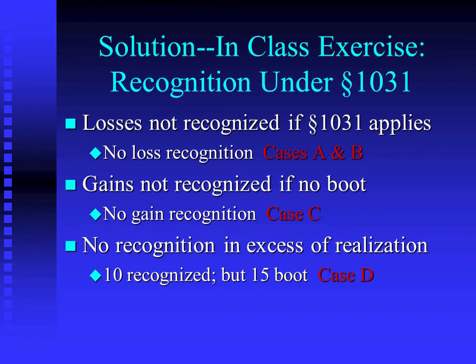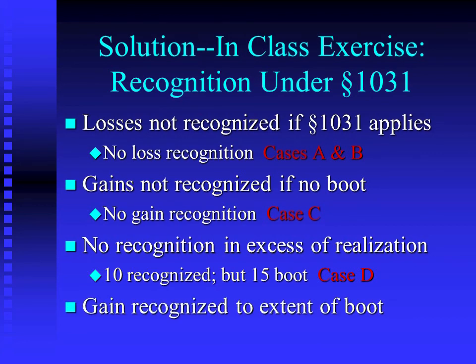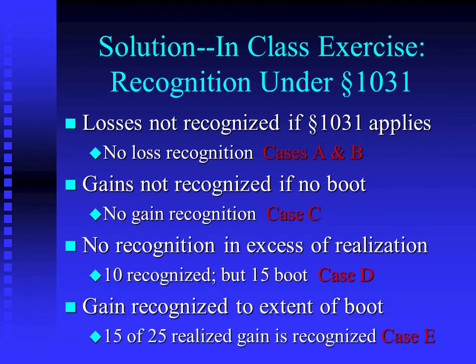So we basically cashed out some of our bases for the extra 5. And then case E, we have the perfect situation where there's some boot and some deferral. So we had 15 of total gain. I'm sorry, 25 of total gain, 15 of boot. So we will realize 15 of the gain and defer.